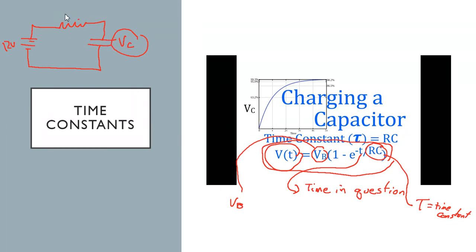And let's say that this is a 500 ohm resistor, and let's say that this is a 20 millifarad capacitor. All right, so our time constant is going to be 500 ohms.